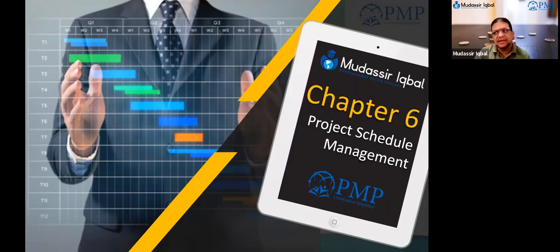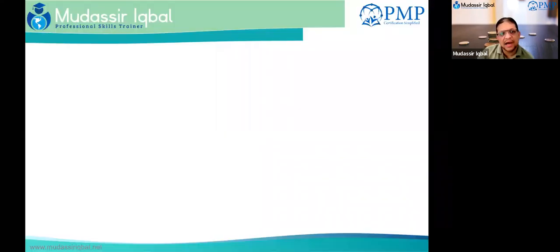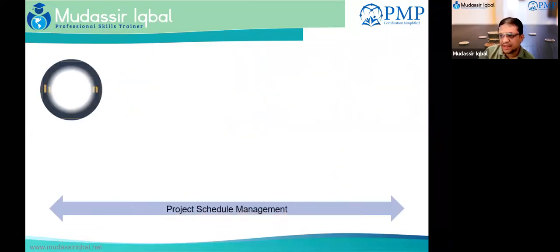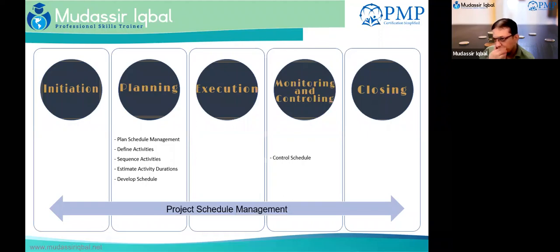We started the project schedule management. We talked about it, that it is the duration on the calendar. Most of the processes are in the planning mode. Plan, define a sequence, estimate, and develop schedule. And then there is a process of controlling.